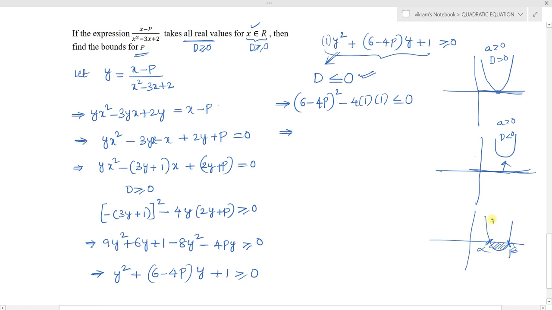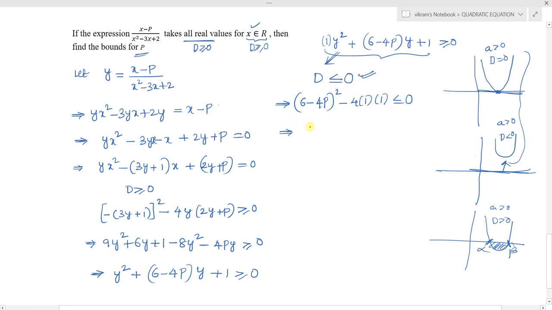But if the discriminant is greater than 0, what happens over here? It has to intersect the x-axis, and for some values the expression is negative. But here it is clearly mentioned that the expression is always greater than or equal to 0. Only these two conditions are satisfied. As a is greater than 0, the discriminant is equal to 0 or less than 0, so we consider the discriminant less than or equal to 0.